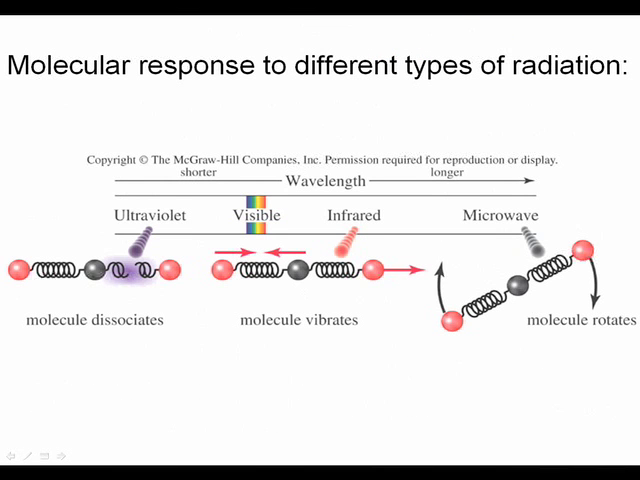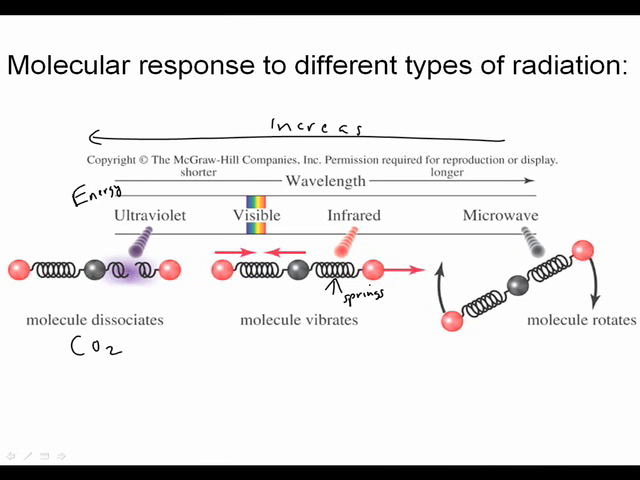What happens now? See how we've got these exactly like springs. There's representative springs. And what different kinds of radiation, this is the electromagnetic spectrum, different kinds of radiation will do different things to molecules. So this is my CO2. Okay? If it gets hit with ultraviolet, energy is higher up here. Energy increases this way. Longer wavelengths means lower energy. Microwaves are very low. They cause molecules to rotate. Infrared causes molecules to vibrate.